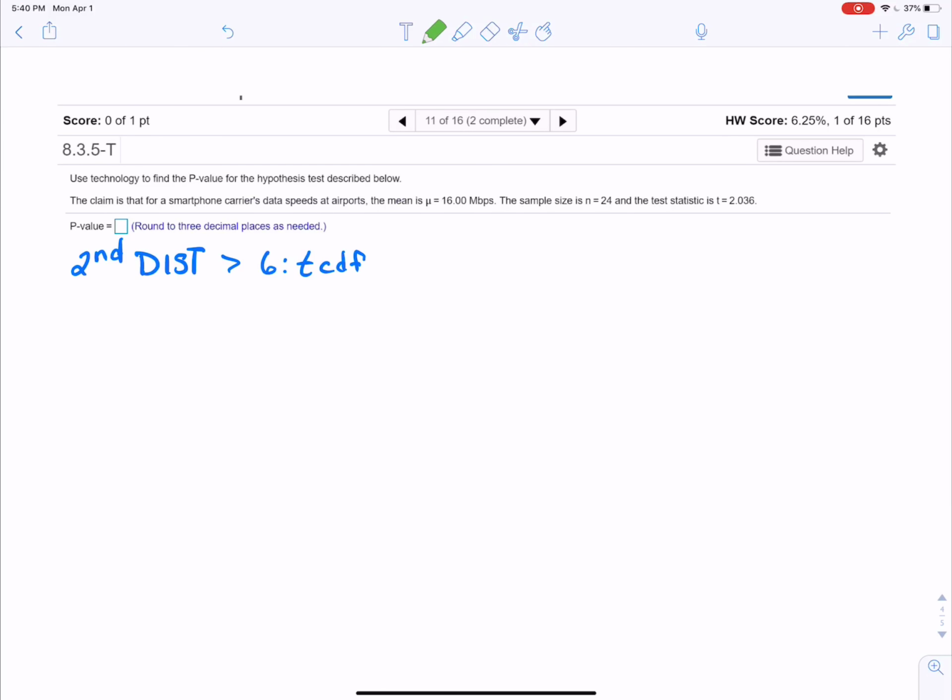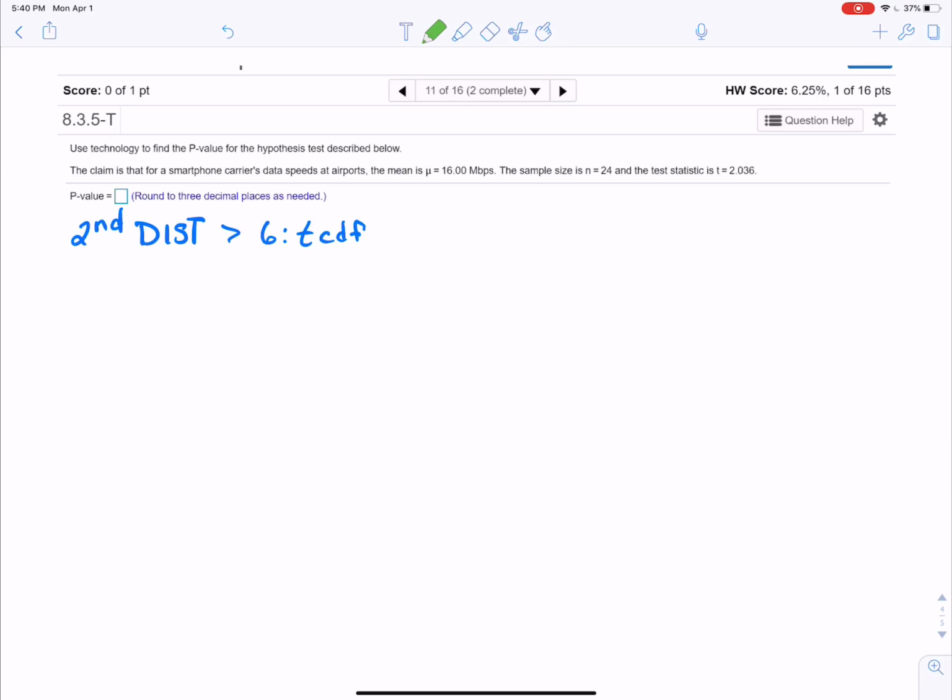Last but not least, we're going to look at this number 11. Here, we actually do have to do some math. And they tell us to use technology to find the p-value for the hypothesis test described below. So they tell us that the claim is that for our smartphone carriers' data speeds at the airport, the mean is 16 megabits per second.